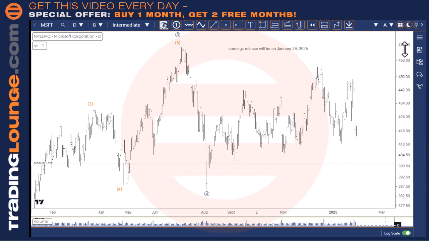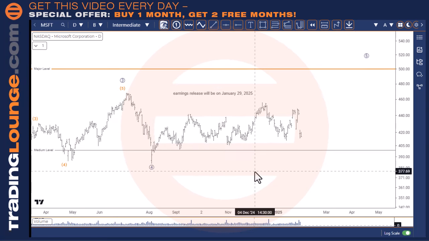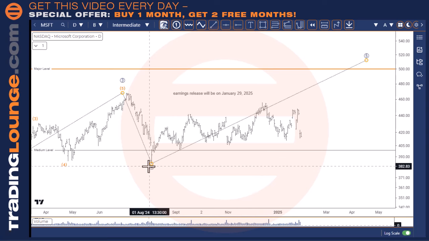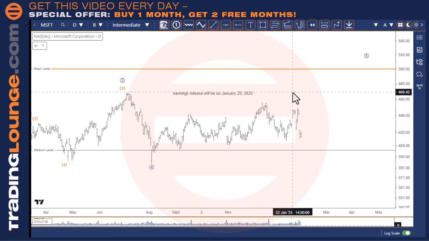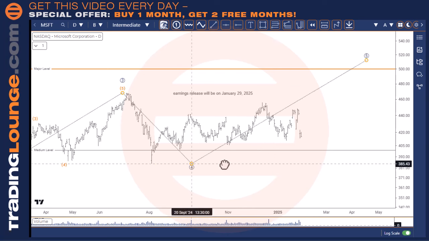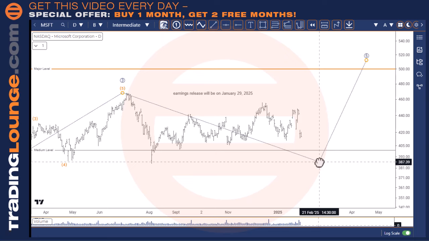So as I've always said with Microsoft here, there's two things. We can put wave 4 here and try to work some sort of impulse wave to the upside, because the rest of the market's going up, and there's no reason why this market shouldn't be going up as well.